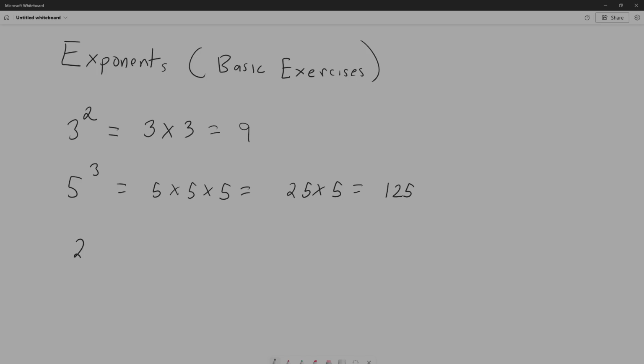The next one is going to be 2 to the 4th. So how many times do we need to do repeated multiplication? We need to do it 4 times. So that will be 2 times 2 times 2 times 2. 2 times 2, that's 4, and then times 2 times 2. Now we do it again. So 4 times 2 is 8, and the final step is going to be 8 times 2, that's equal to 16.